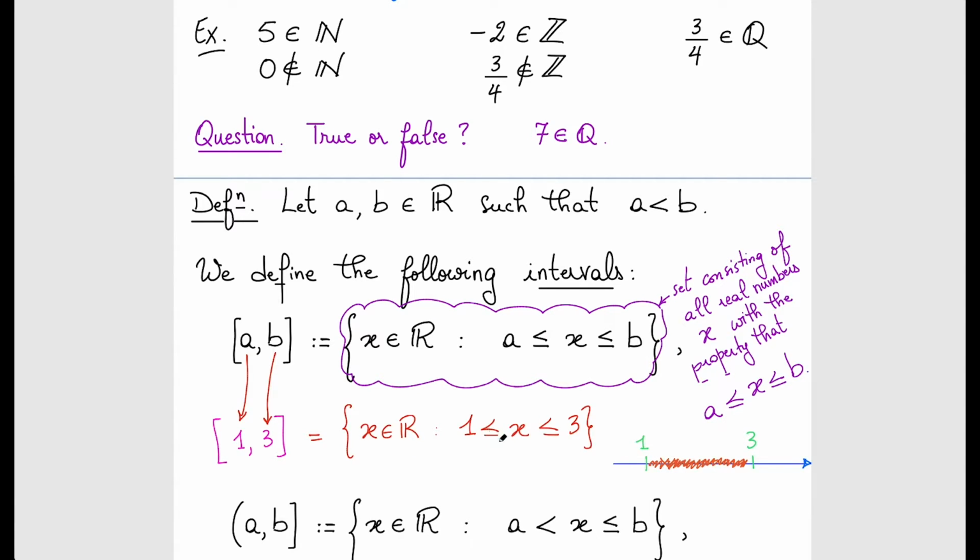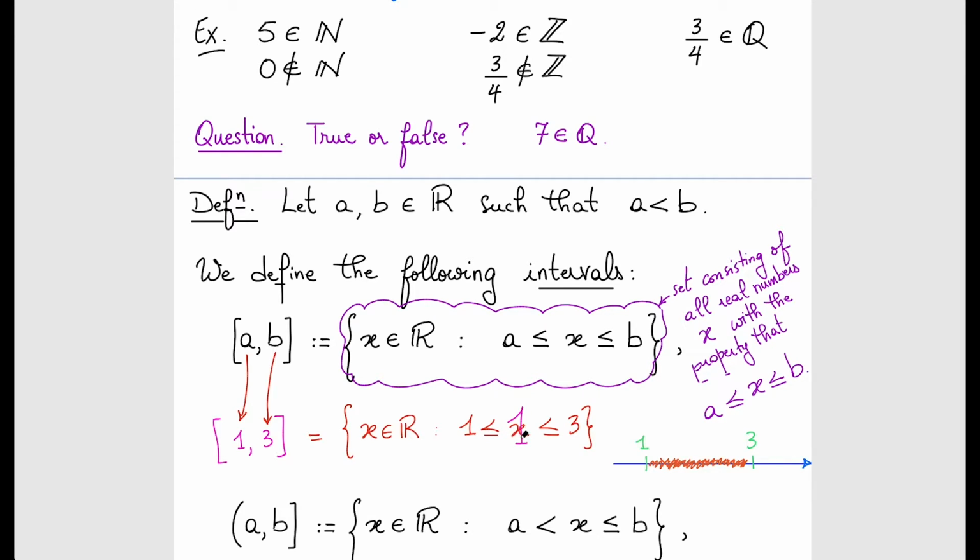But in addition to this, how about 1? Is it part of the set? Well, to be part of the set, it should verify this inequality. Meaning, if you replace x by 1, do you get a true statement? Well, this means two things. 1 is less than or equal to 1, and 1 is less than or equal to 3.